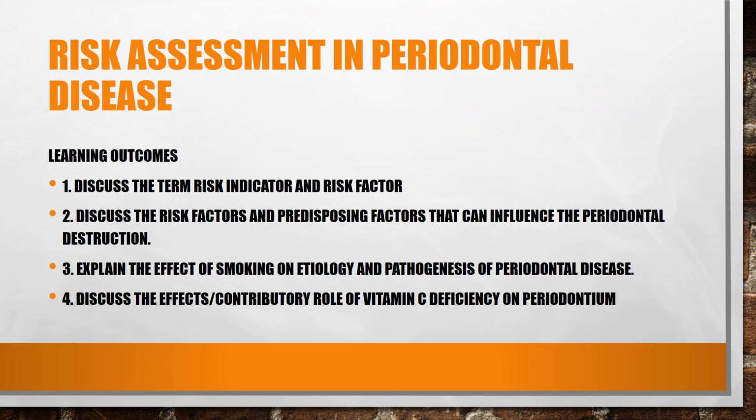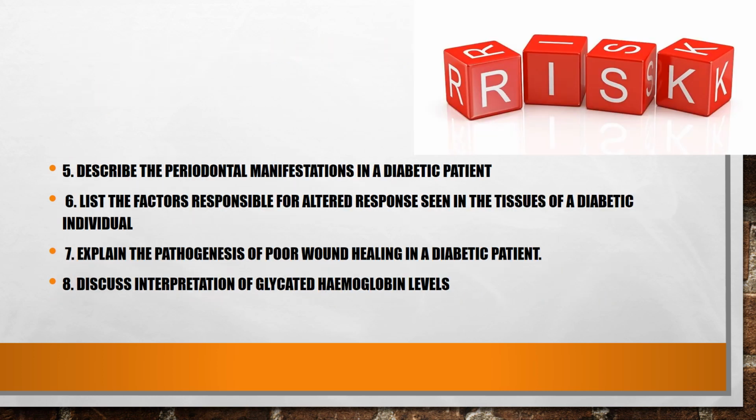Risk assessment in periodontal disease. The learning outcomes are: discuss the terms risk indicator and risk factors; discuss the risk factors and predisposing factors that can influence periodontal destruction; explain the effect of smoking on the etiology and pathogenesis of periodontal disease; discuss the effects or contributory role of vitamin C deficiency on periodontitis.